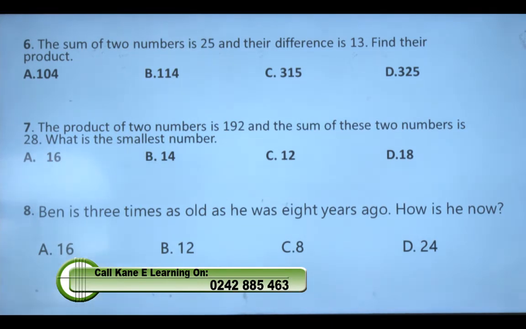The product of two numbers, that's question number 7. The product of two numbers is 192 and their sum is 28. What is the smallest number?